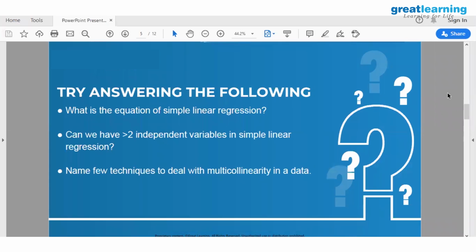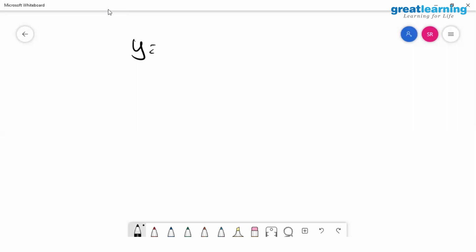So what is the equation for a simple linear regression? Y equal to mx plus c. Now I have a different question. Let me first write it down. Y is equal to mx plus c. Here, what is c? Intercept on y-axis. It is the intercept, right?